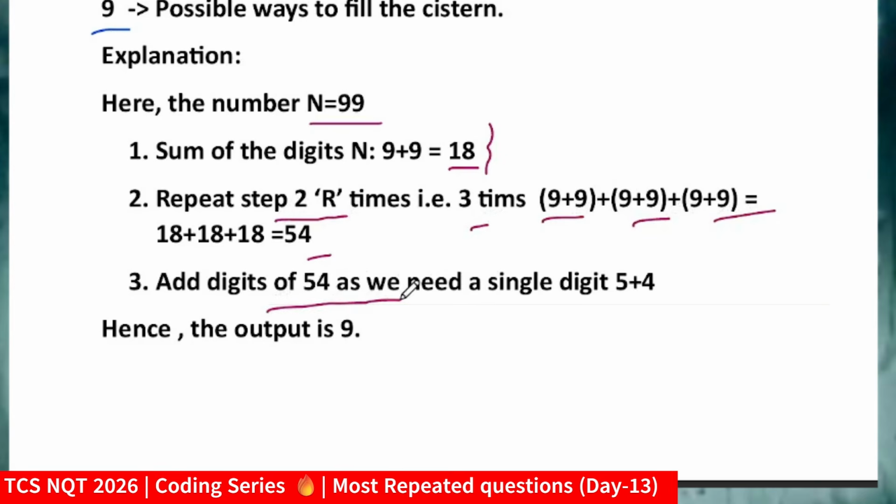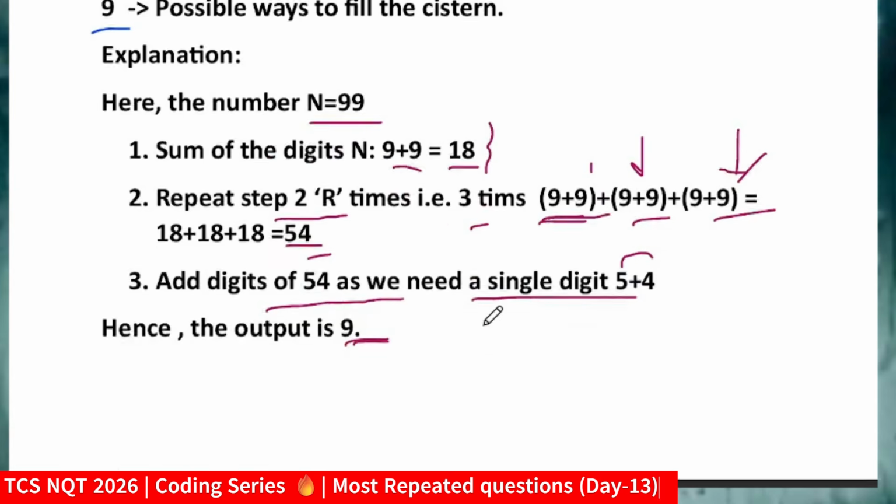So we add the digits of 54 as well, as we need a single digit. Why will we add 54? Because you have to repeat this operation till you get a single digit. So again 5 plus 4 equal to 9. So first, just sum the digits, then repeat that, meaning add that digit sum r number of times. If r is 3, we are adding 3 times. So 9 plus 9 first time, then 9 plus 9 second time, 9 plus 9 third time, and we are getting 54. So we need to get the single digit now. That's why I'm doing 5 plus 4, 9. So output will be 9. I hope you got it.